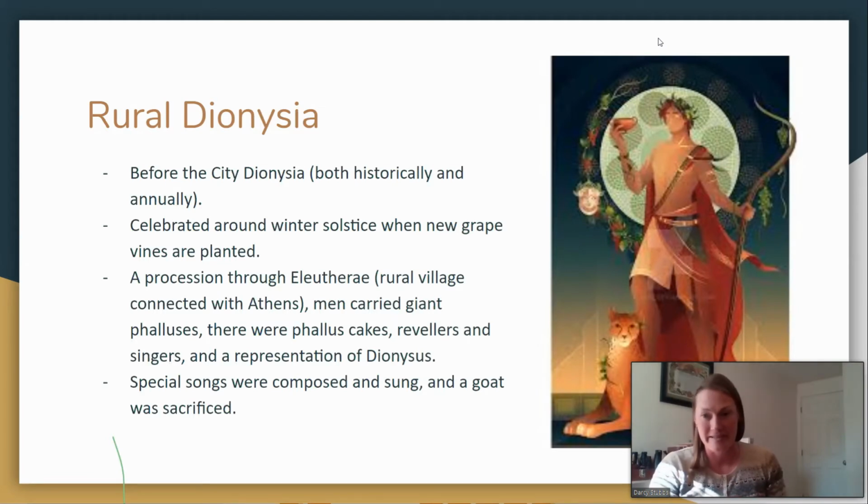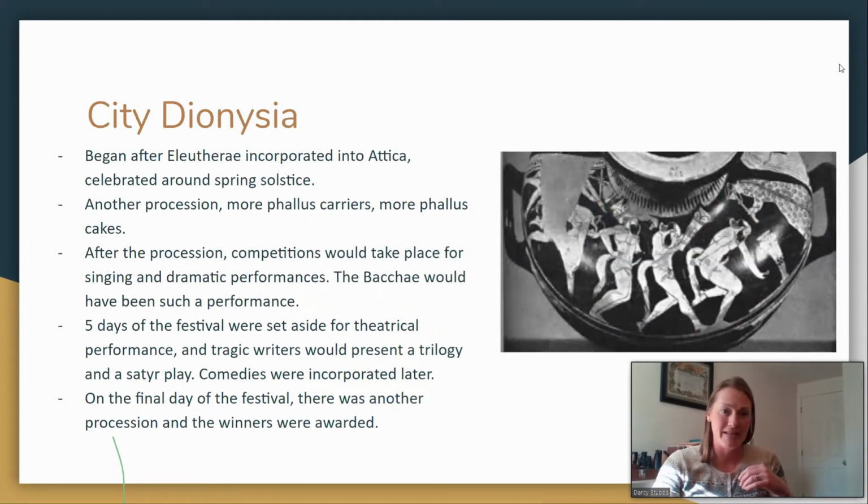And then they would also process through the town with a representation of Dionysus. And then we also have, Julianne noted the dithyrambs, these special songs that were composed and sung. And then we would also see a goat being sacrificed. So after this, let's go ahead and move forward to the next slide.